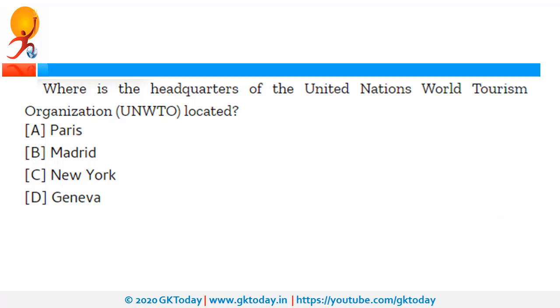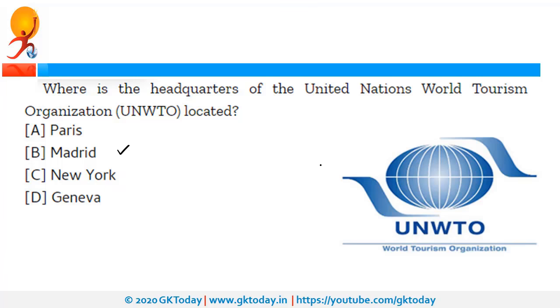Where is the headquarters of the United Nations World Tourism Organization? So the headquarters of UNWTO is in Madrid in Spain, and this organization is responsible for the promotion of tourism. Now recently it was in news because as per its latest report, international tourism could decline by 60 to 80% due to this COVID-19 pandemic.